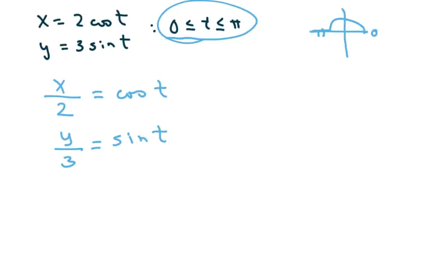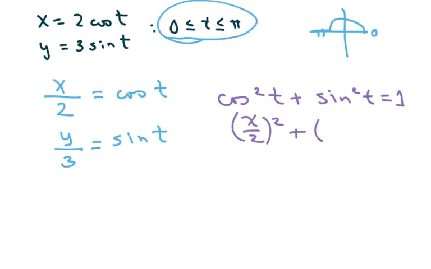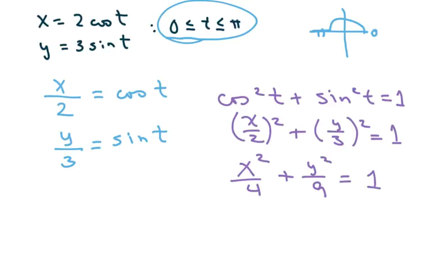And I know that cosine squared of t plus sine squared of t equals 1. So I'm going to substitute. So we have x over 2 squared plus y over 3 squared equals 1. Simplify, and you get x squared over 4 plus y squared over 9 equals 1. And I'll write that again on this graph. So we have x squared over 4 plus y squared over 9 equals 1.